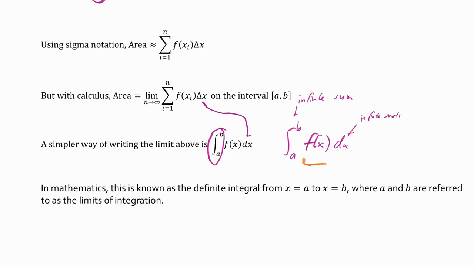And in this formula, this is really the formula for the area of a rectangle. The f of x is the height and the dx is the width. This is the definite integral from a to b, where a and b are called the limits of integration.